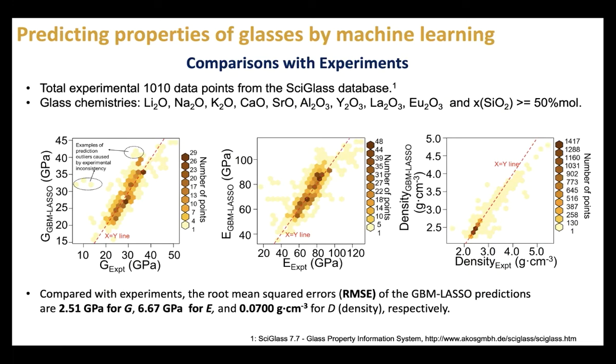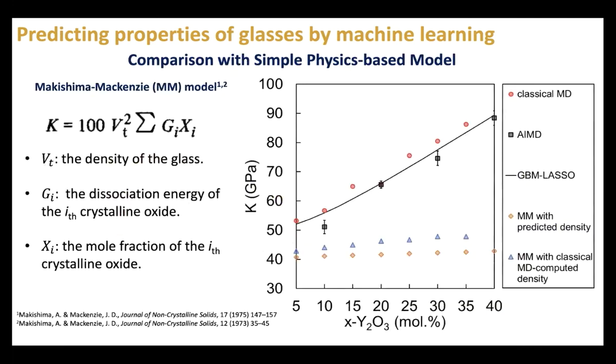training set. So our result is good enough compared with experiment. But then another harsh question from a referee is that in the glass community, there are already some well-established models to predict the elastic modulus. In this model, you only need to input the density of glass, the dissociation energy of the crystal oxide, and then the molar fraction. They automatically output the bulk modulus, and a similar model outputs the shear modulus. So if this model works very well, why bother to build another machine learning model?